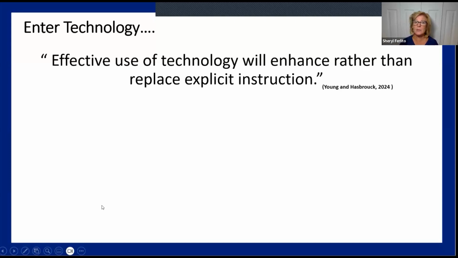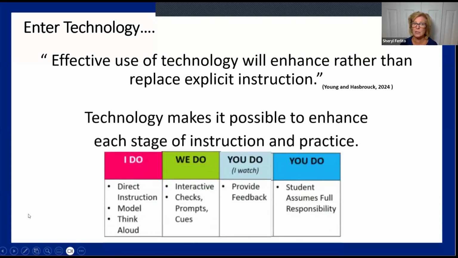The barrier is when we expect technology to replace instruction. That's not going to help us. That is a barrier, okay? So we want to make sure we're using technology well. Technology makes it possible to enhance each stage of instruction and practice.